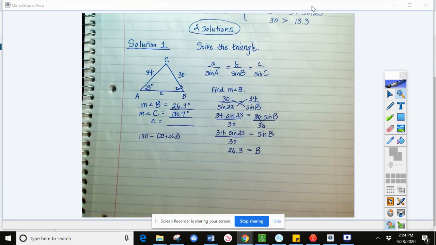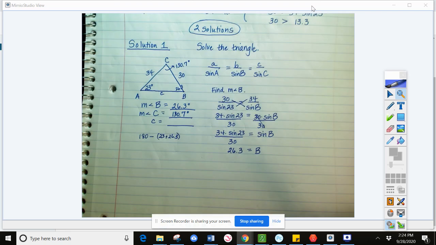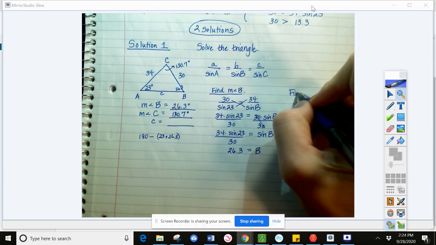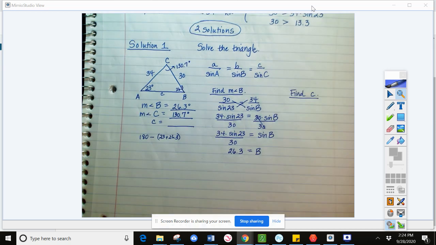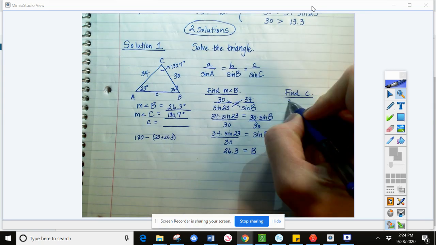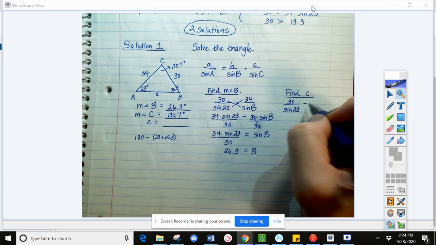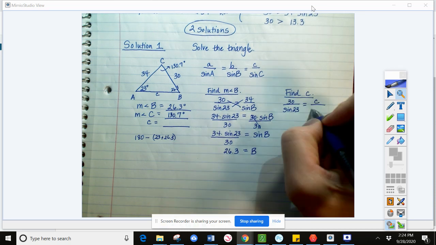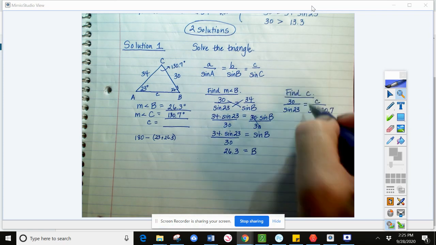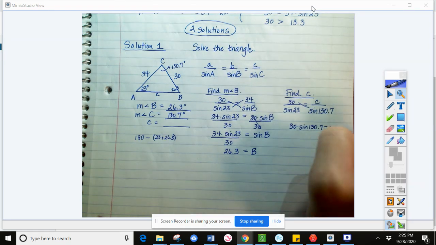All right, if we know all of these things, then we are only one missing piece short of finding everything out about this triangle and solving it. So we're going to find side C last here, and we're going to use another law of sines ratio to do that. I would use the original information we were given of 30 and the sine of 23 degrees, that was our A ratio, and set that equal to side C, which we do not know, over the sine of this big angle, which is 130.7. We'll cross multiply. Divide.